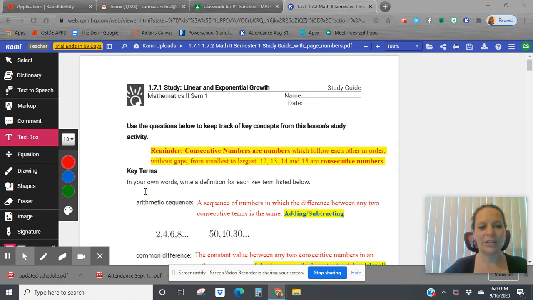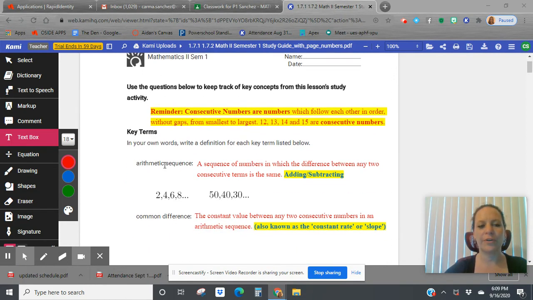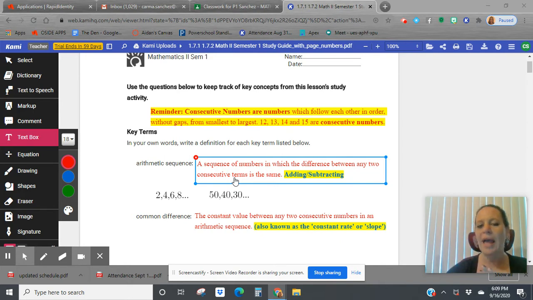So let's take a quick look at these new key terms that we're going to be going over, and remember that these are a review from Math 1, so hopefully they sound familiar. Arithmetic sequence is a sequence of numbers in which the difference between any two consecutive terms is the same. It means when we're adding or subtracting the same number.